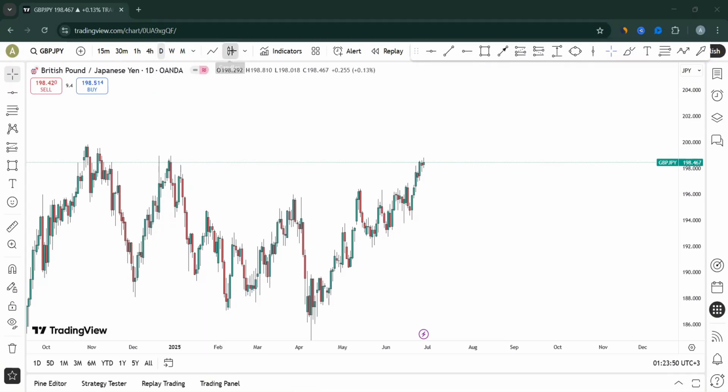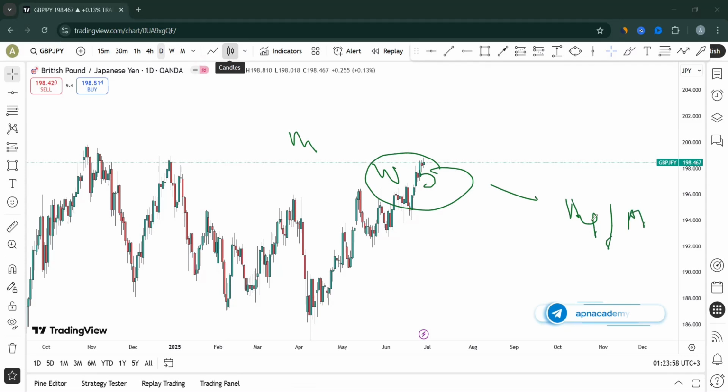So for us, we start from monthly for our direction, then we get structures in weekly and then daily, and then we go to our entry time frames, which is H4 or H1. Okay, so that's our approach. It's going to be the same.